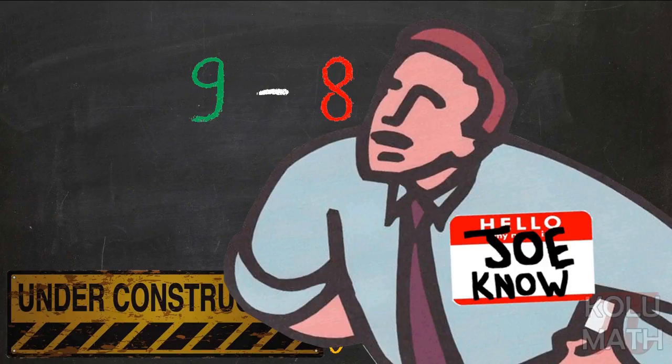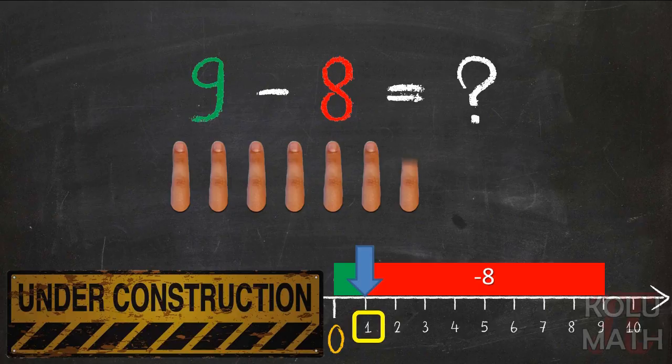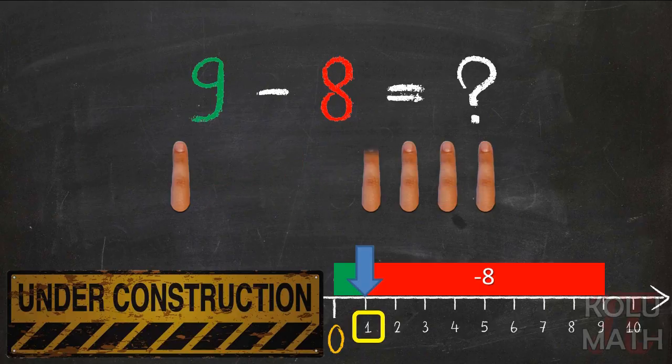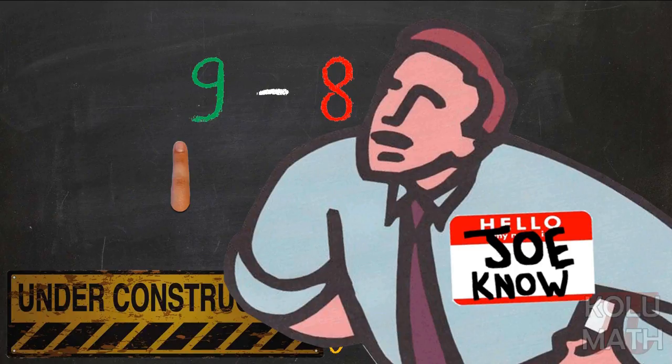No, same class. See, this is a waste of time, Mr. Kolu, because I could have done this on my fingers. I could have just said, well, I've got 9 fingers. 1, 2, 3, 4, 5, 6, 7, 8, 9. And I'll take away 8 of them. 1, 2, 3, 4, 5, 6, 7, 8. And I'm left with 1 finger. So why am I wasting all this time with the number line? Is this another one of these things that the math teachers waste our time with?